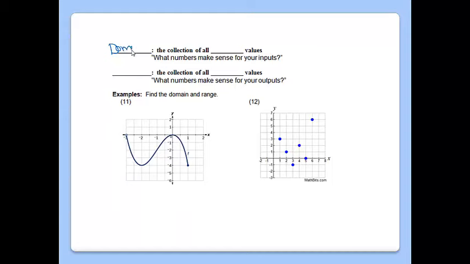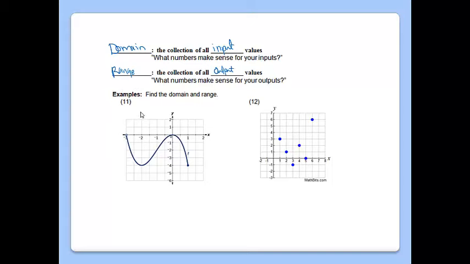All right, so let's first define what domain and range are. The domain is the collection of all input values, and a question we could ask ourselves is what numbers make sense for your inputs. The range is the collection of all output values, and a question we could ask ourselves is what numbers make sense for your outputs. These are concepts that we'll use. Actually, if you look on my board, you'll see in my calculus class I even asked that question as well, just at a different level.